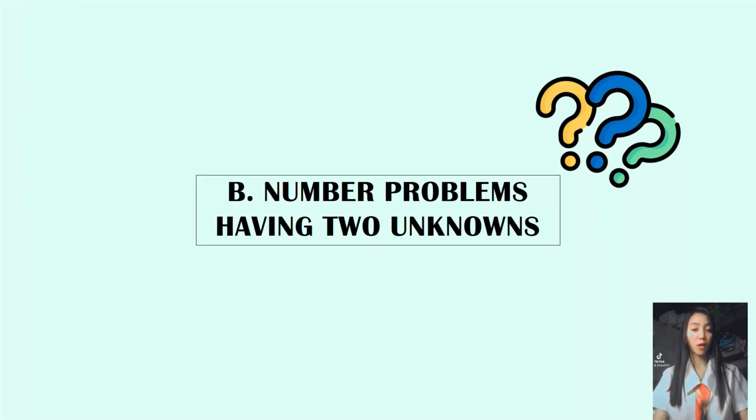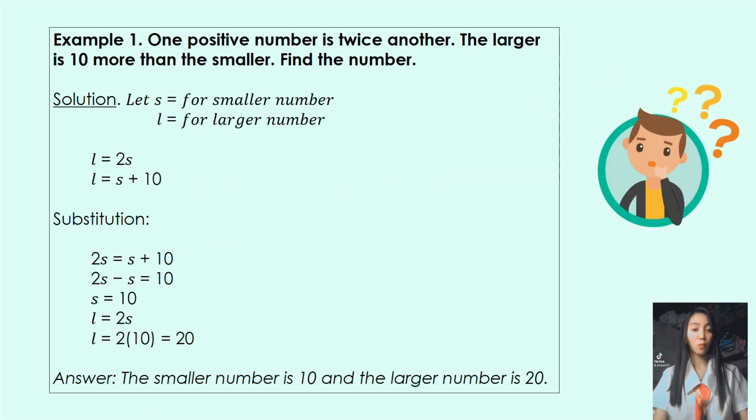Number problems having two unknowns. Example 1. One positive number is twice another. The larger is 10 more than the smaller. Find the numbers. Solution. Let S equal the smaller number, L the larger number. L equals 2S, L equals S plus 10.